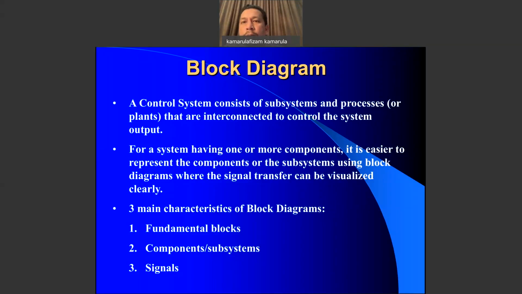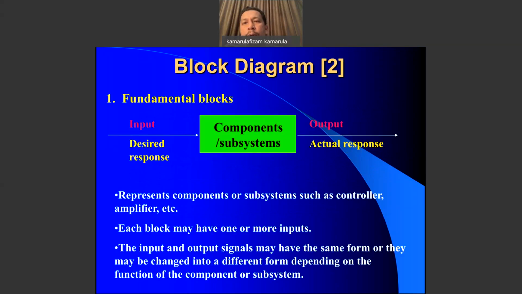So there are basically three main characteristics of any standard block diagram: the fundamental blocks, the components of the subsystem, and of course the signals that connect from one block to another. Okay, this is an example of a fundamental block. Basically, you will have a typical block, in this case the green square box. These are the components of the subsystem, which have a signal at the input as well as a signal at the output.